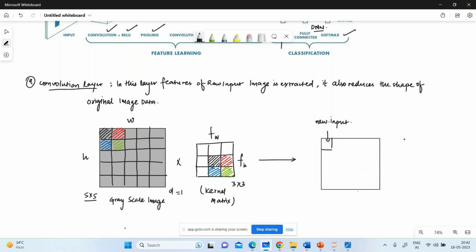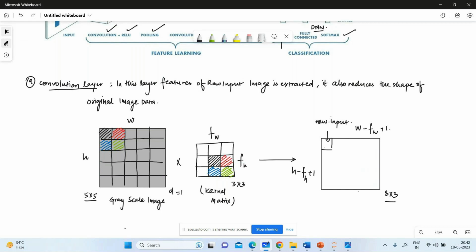What happened to the shape then? The shape will be reduced in this way: h minus f of h plus 1. So the resultant height will be reduced to h minus f of h plus 1, and the width will be reduced by w minus f of w plus 1. So what should be the resultant? 5 minus 3 plus 1, and what will that be? What will be the resultant matrix then? 3 cross 3. So this is your first step.